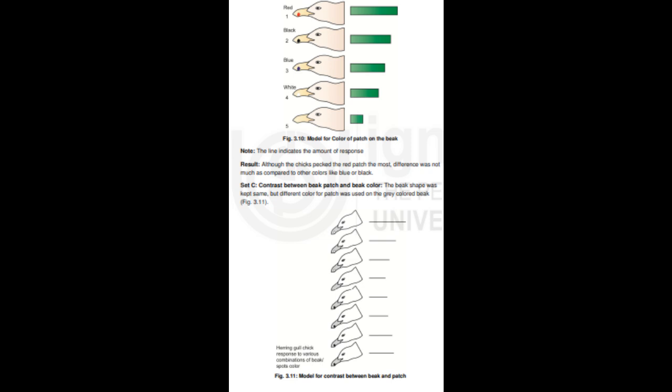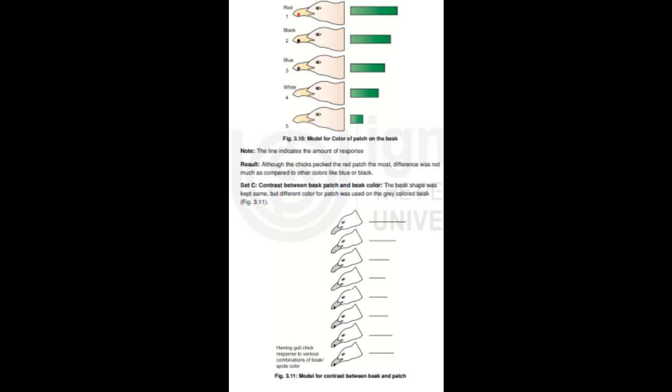Look at the screen. Fig. 3.8. Adult herring gull feeding its chicks regurgitated food. Experiments. Tinbergen and Perdeck designed various bird beak models made up of cardboard which were grouped into 3 sets. Set A. Shapes of beak. Different shaped beak models were presented in front of the chicks. Fig. 3.9. The normal beak shape was used as control.